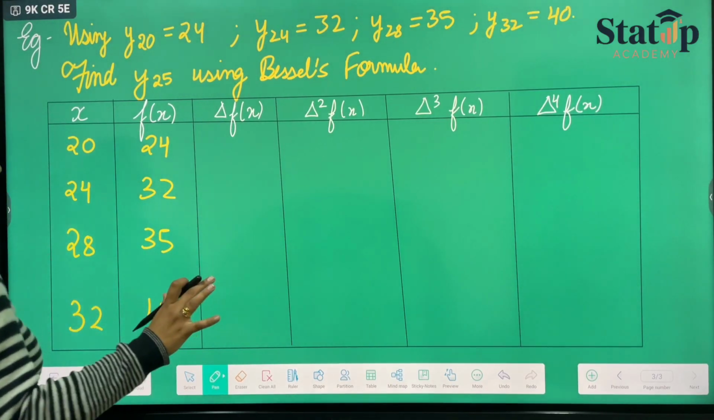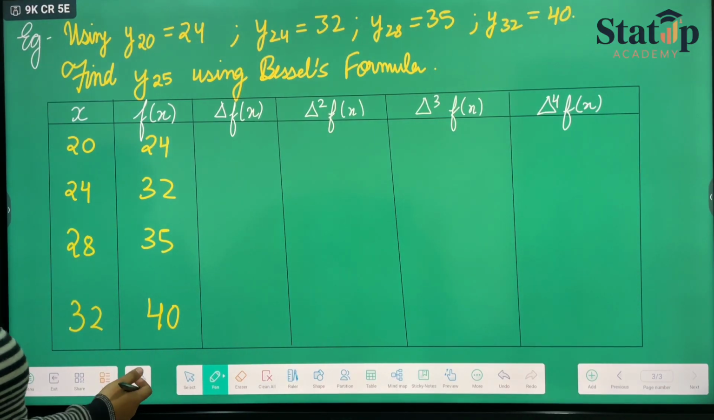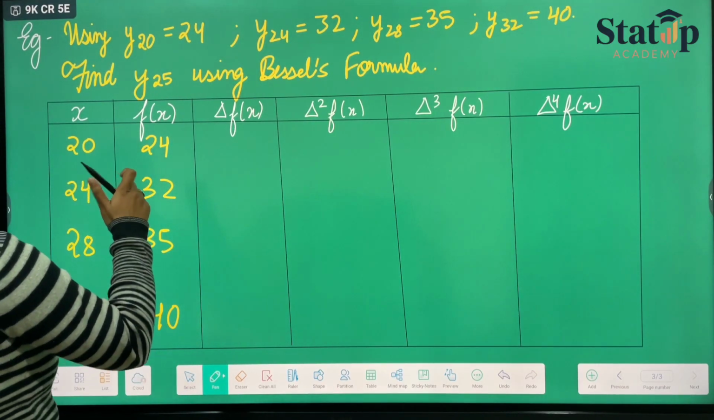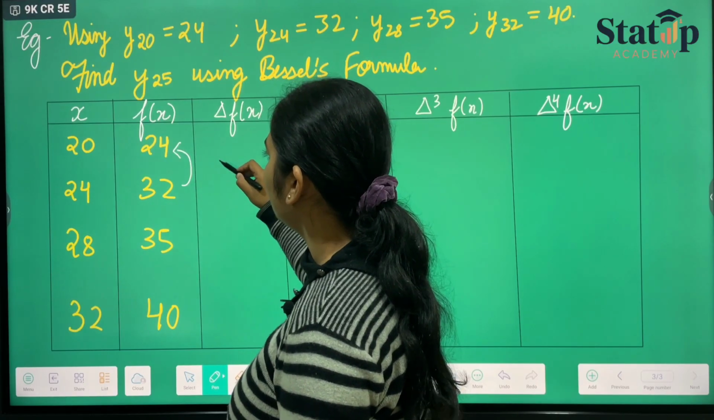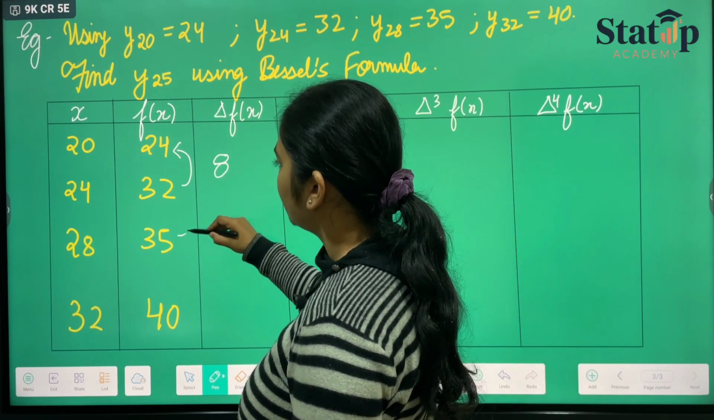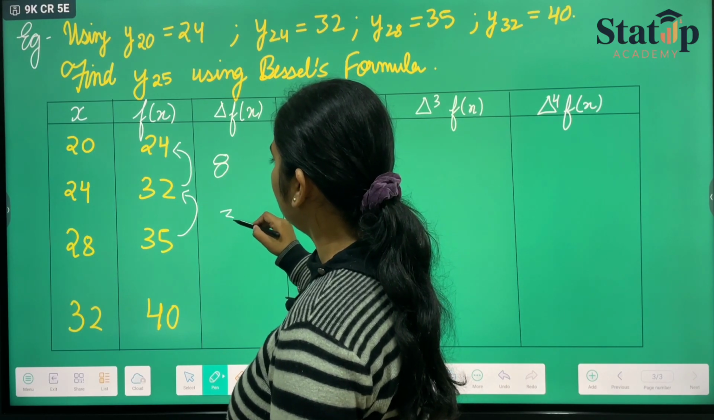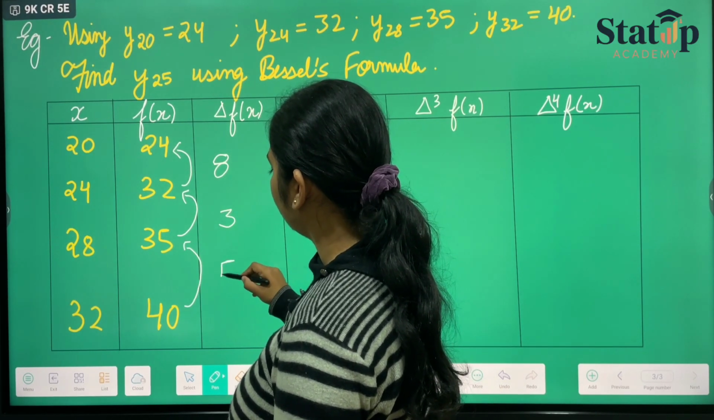We'll take it slowly and gradually so that you will be able to understand how to attempt in the examination. And you can practice on many other questions to get a good speed. So first is delta. So 32 minus 24 will be 8. 35 minus 32 will be 3. And 40 minus 35 will be 5.